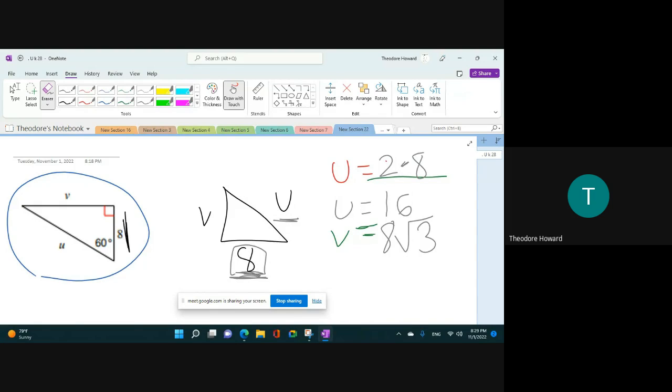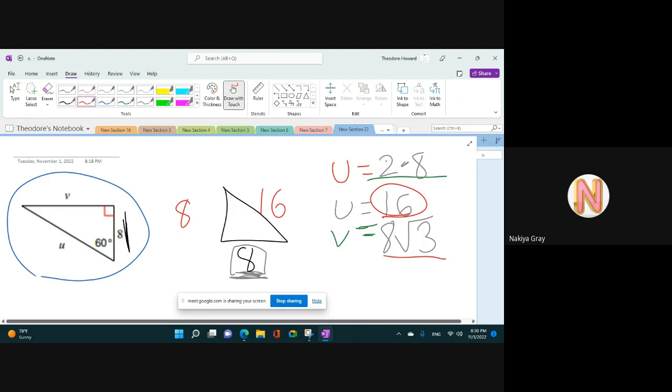So if the short side is 8, the hypotenuse is 16, because it's 8 times 2. And then V is what? 8 times the square root of 3. You said power, but I know what you mean. As long as you know how to do all of that on the quiz, you're gonna be good.